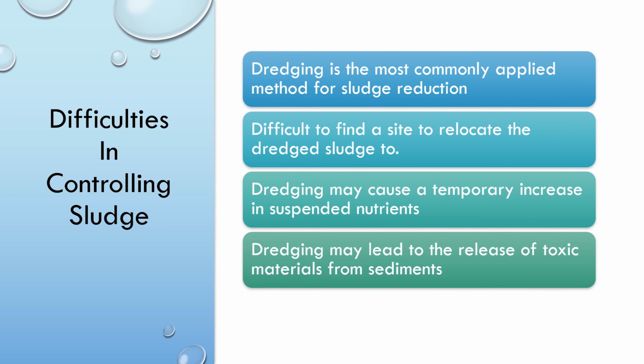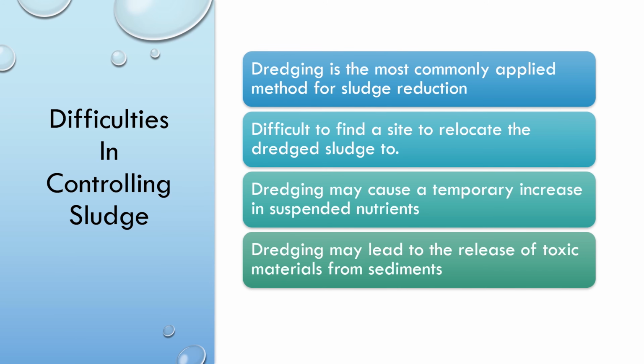So there are some difficulties in controlling sludge buildup. Dredging is the most commonly applied method for sludge reduction. However, it can be difficult to find a place to relocate that dredged sludge to. Sometimes dredging is expensive, also due to metal concentrations or other contaminants that would count it as a hazardous waste. Dredging may also cause a temporary increase in suspended nutrients and can also release malodors, such as sulfates or sulfides. Dredging may also lead to the release of toxic material from the sediments into the water column.